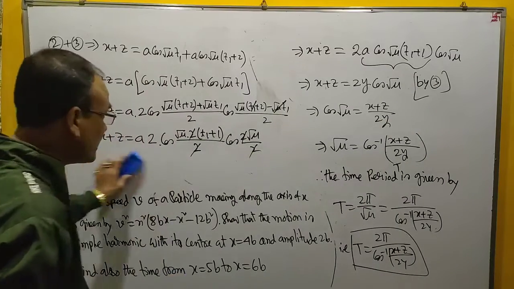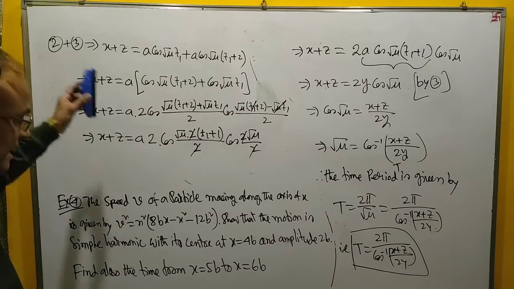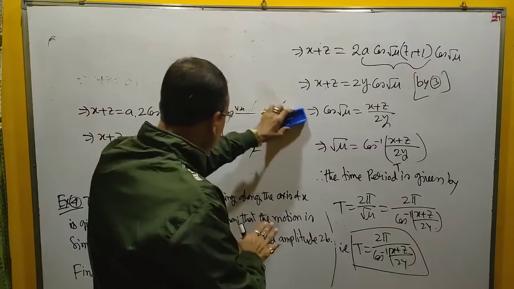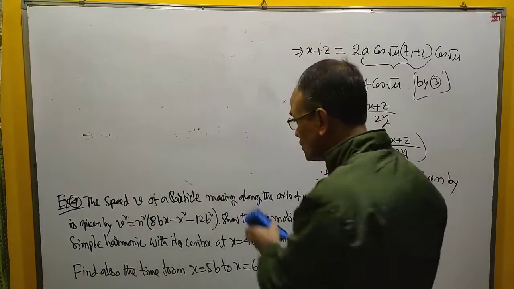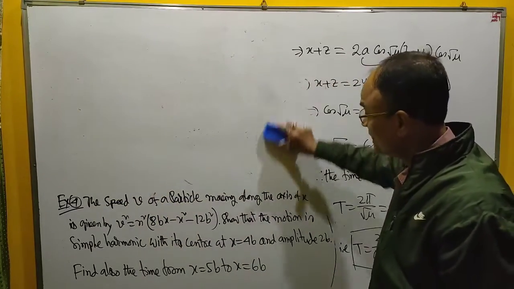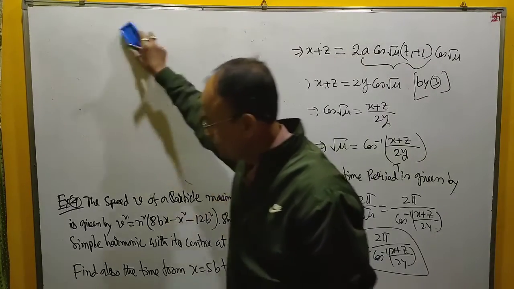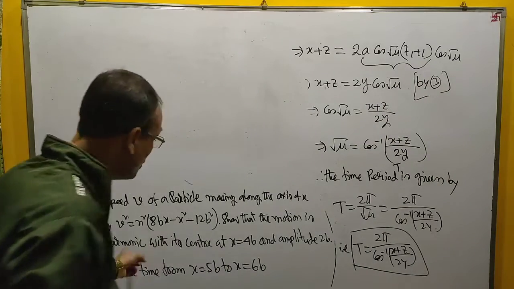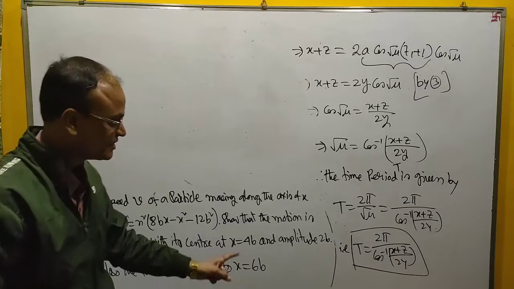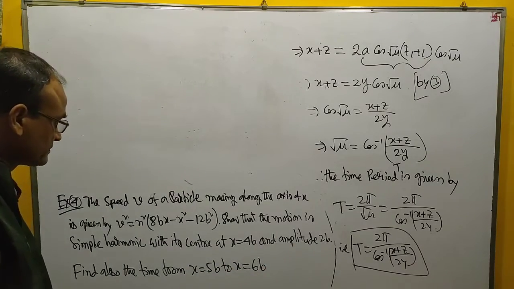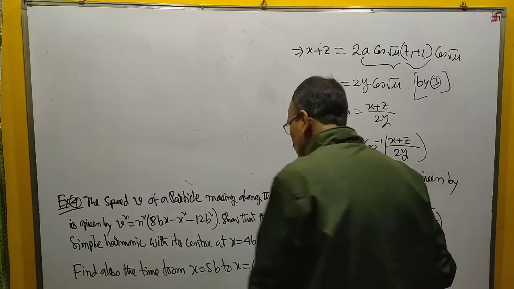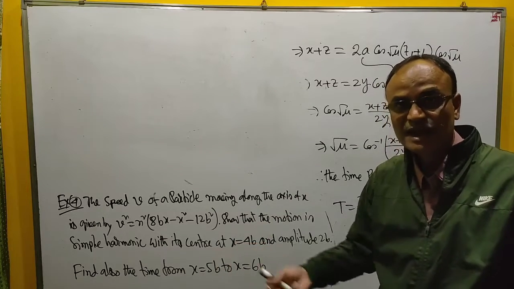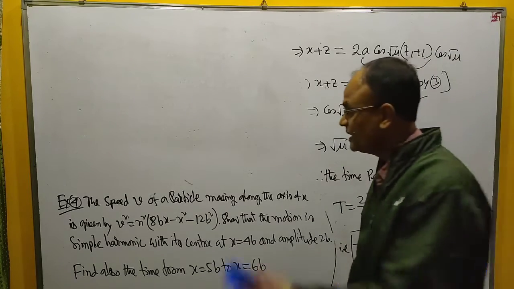Now, let us try to solve the question number 2. Perhaps you have already noted what this is. Let me remove this one. The speed v of a particle moving along the x-axis is given by this, so that the motion is simple harmonic, just like question number 1. Simple harmonic with its center at x equal to 4b and amplitude twice b. Also find the time taken by the particle from x equal to 5b to x equal to 6b.